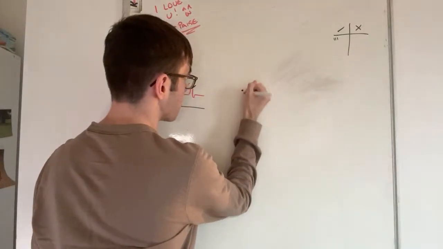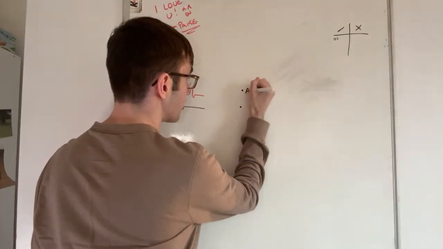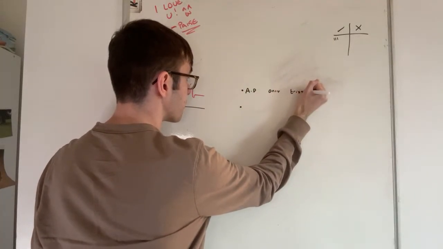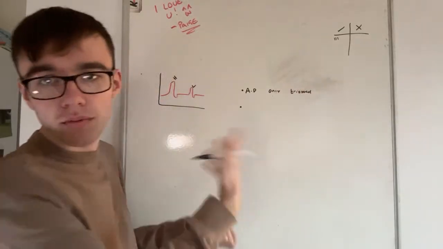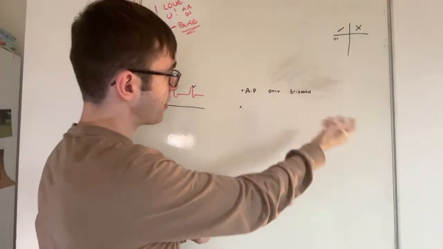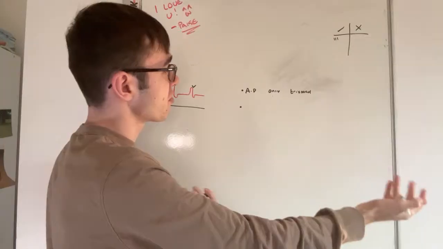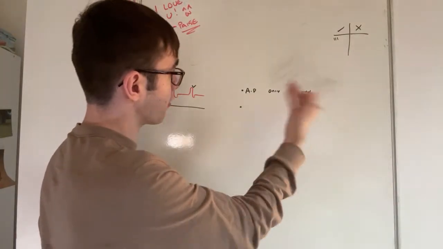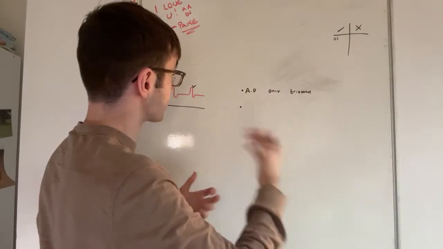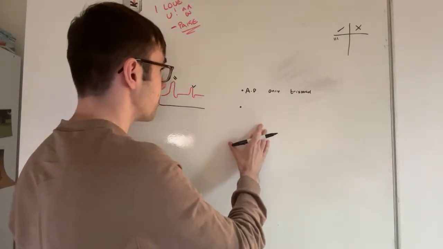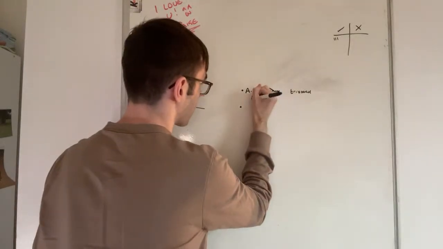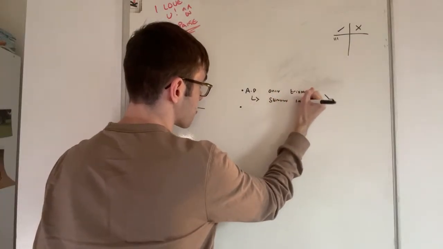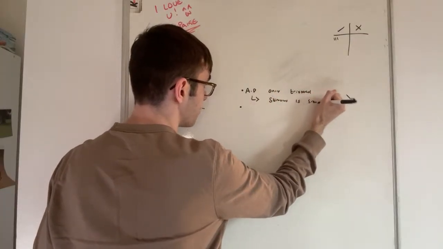The all or nothing principle is an action potential will only be triggered. Again, while I'm writing on the whiteboard, I tend to abbreviate things. I won't obviously do that in the exam. I just do that to save time because I'm writing on a whiteboard, just for clarification. The action potential will only be triggered if the stimulus is significant enough.